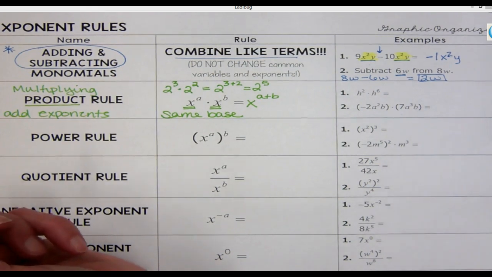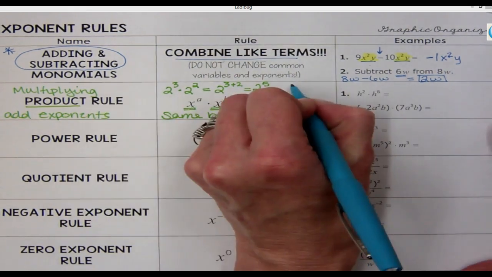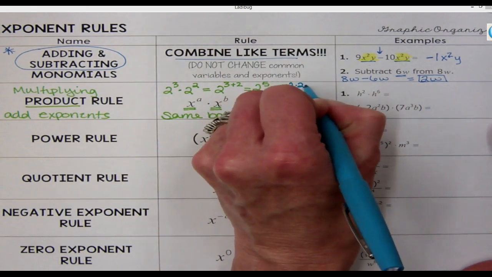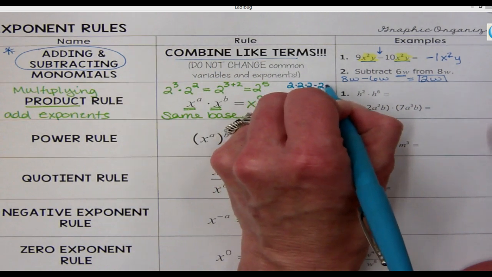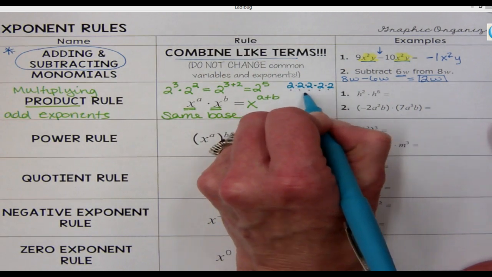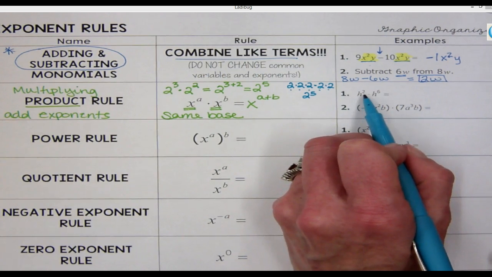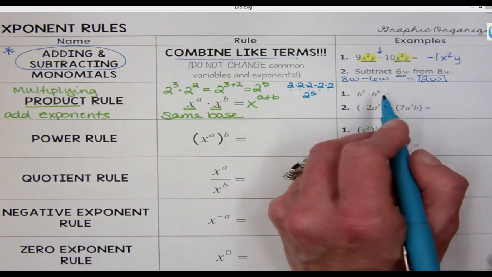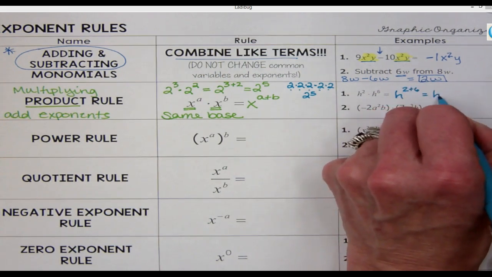So one of the ways that we talked about that looking like is saying 2 to the third power is 2 times 2 times 2. 2 to the second power is 2 times 2. And you can see 1, 2, 3, 4, 5. I have 5 2's. So there's the visual for that. Okay? So if I had h to the second times h to the sixth, I would add 2 plus 6 to get h to the eighth.